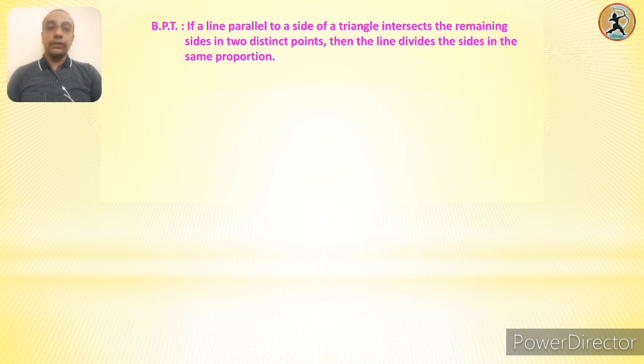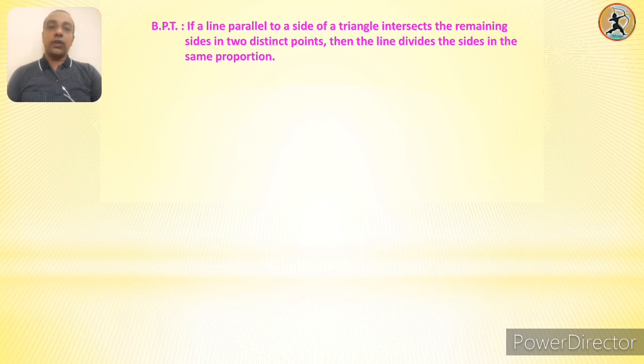Antecedent means the part of the statement which describes the figure. So what is the antecedent here? Look at the statement. Which part gives you the information about the figure? If a line parallel to a side of a triangle intersects the remaining sides in two distinct points. This is the part of the statement which describes the figure.